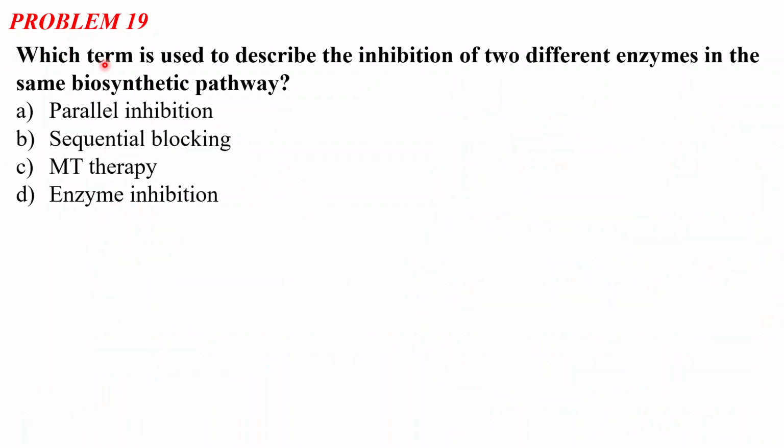Now, problem number 19 says, which of the following is used to describe the inhibition of two different enzymes in the same biosynthetic pathway? Your options are A, parallel inhibition, B, sequential blocking, C, empty therapy, and D, enzyme inhibition. Which term is used to describe the inhibition of two different enzymes in the same biosynthetic pathway? Parallel inhibition, sequential blocking, empty therapy, or enzyme inhibition?